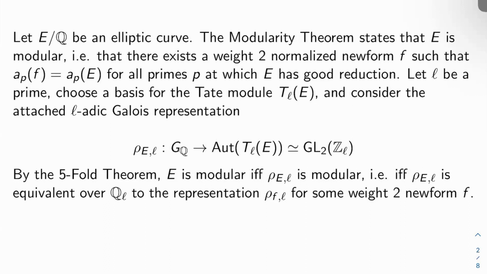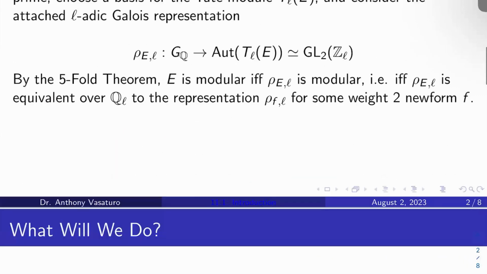Okay. By the five-fold theorem, which is also from that chapter, E is modular if and only if this representation is modular, which essentially means it's equivalent over Q_l-bar, the l-adic numbers, to the representation rho_{f,l} of the canonical l-adic representation attached to the newform f for some weight 2 newform f. Okay, so you can have E modular, or you can have the l-adic representation rho_{E,l} modular, which means it's isomorphic as representations to the natural l-adic representation attached to some weight 2 newform f. Okay, so what will we do?